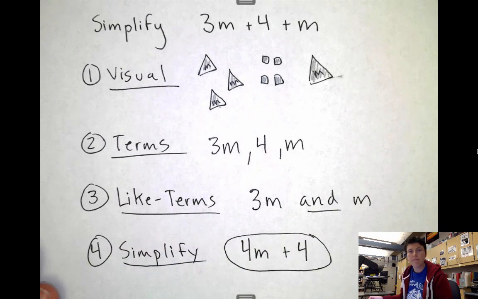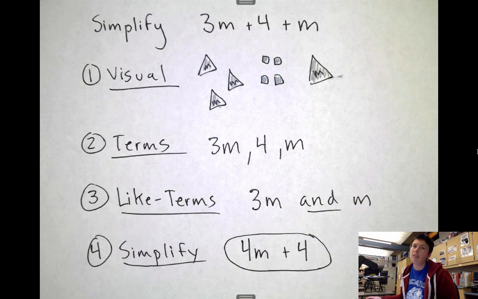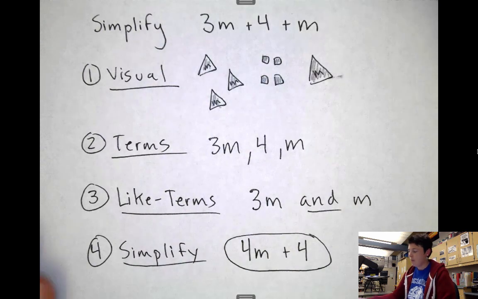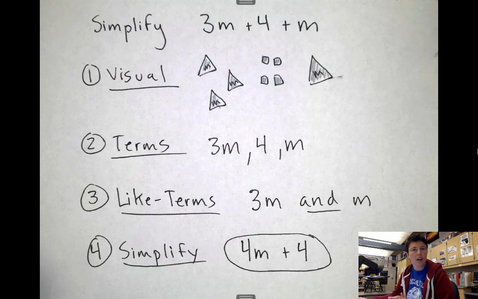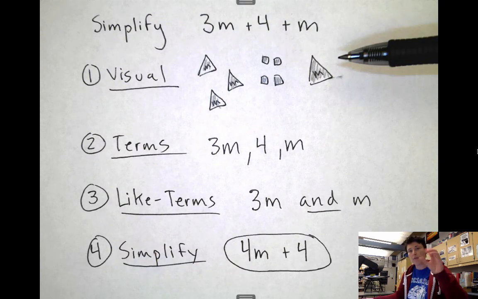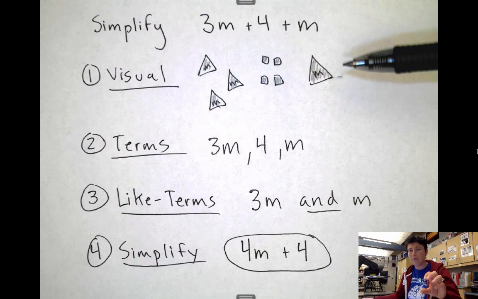And I'm done. So not everything's going to be x's and y's. We can do this with any variable. Any letter in the alphabet can stand for a mystery number. So remember, if it's M's or T's or R's, you could invent your own tile to make it work. But you just have to go through those four steps. Visual, terms, like terms, simplify.